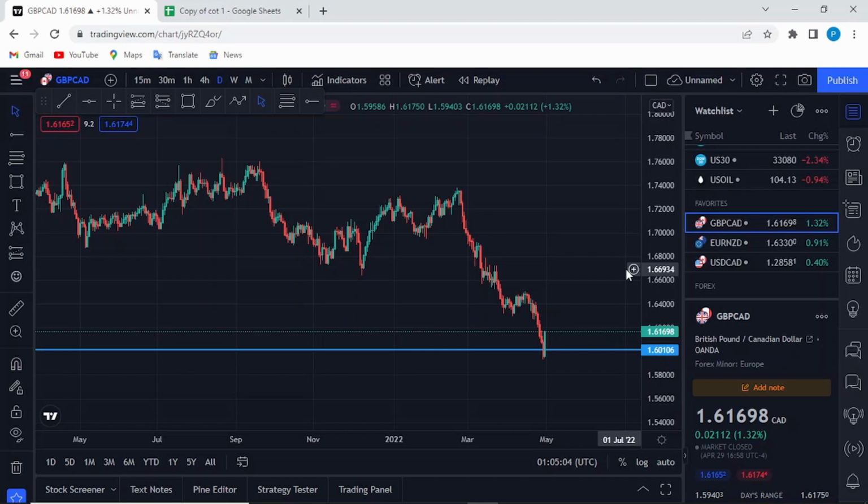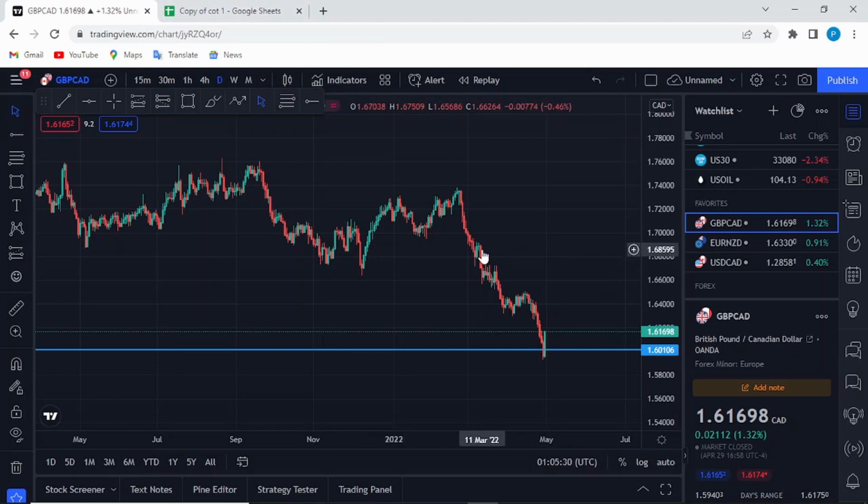If you don't know anything about it, the COT data shows the positions of the hedge funds, the big players in the trading community. It shows their positions on various financial instruments. So we'd like to look at the strength of both the GBP and the Canadian dollar and see how this is going to pan out.